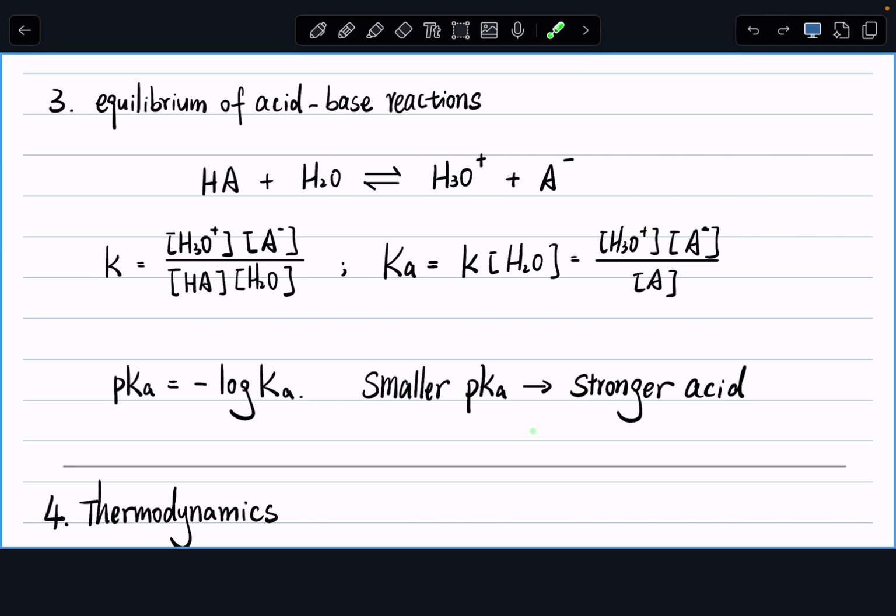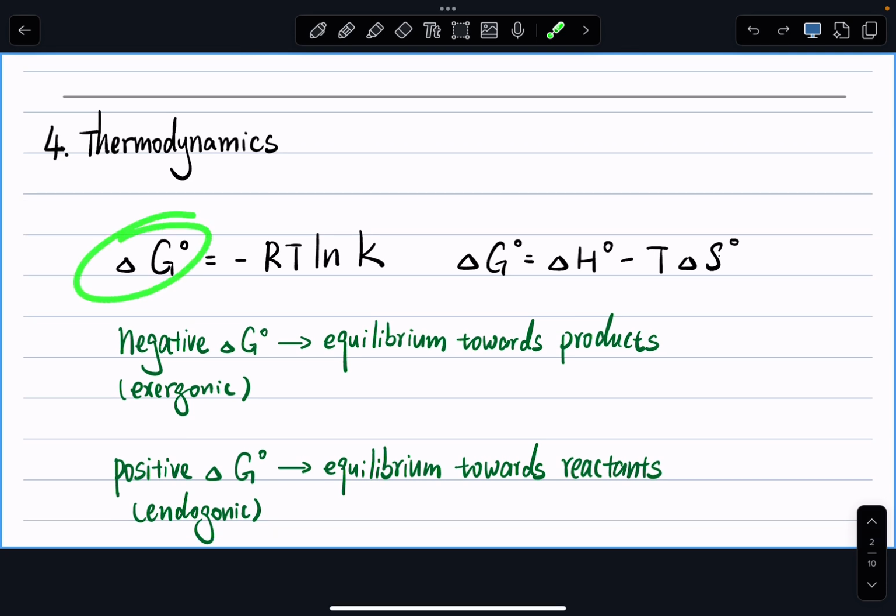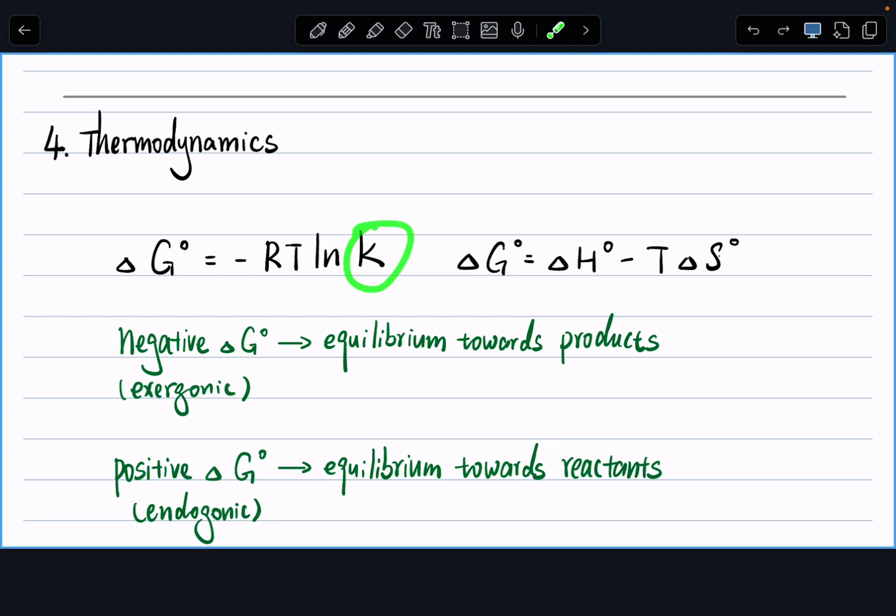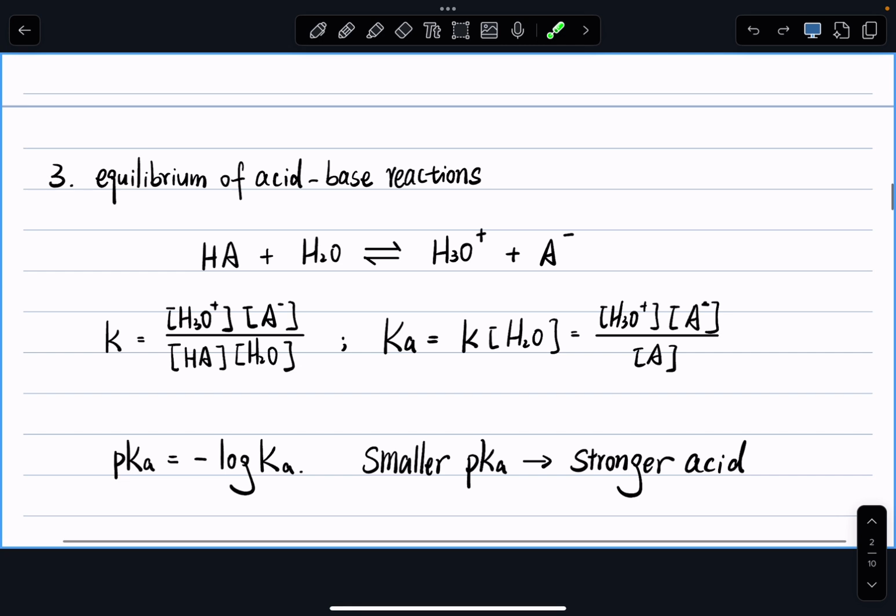And then in this part, we also have a brief discussion of thermodynamics or reaction equilibrium. So when we talk about that, we have delta G naught, or the Gibbs free energy of the reaction, equals negative RT ln K, where K is our equilibrium constant. So note the difference. Equilibrium constant is product concentration over reactant concentration. Ka is specific for these aqueous acid-base reactions. So Ka is defined as the equilibrium constant times the concentration of water, which is just a number.